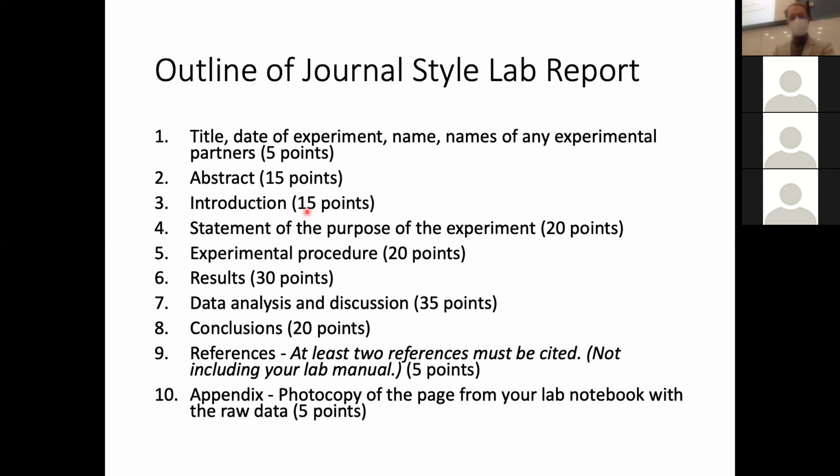You need to write an introduction. Just like in the short report, you need to write a statement of the purpose of the experiment. In this particular lab report, you'll also have an experimental section where you outline the procedure that you followed. You're going to have a results section, data analysis and discussion sections, a conclusion, and then again, you're going to include references and an appendix. Okay, so let's go over what should be included in all of these sections.